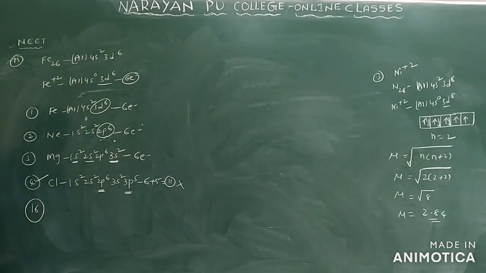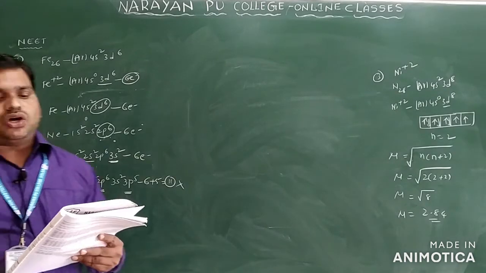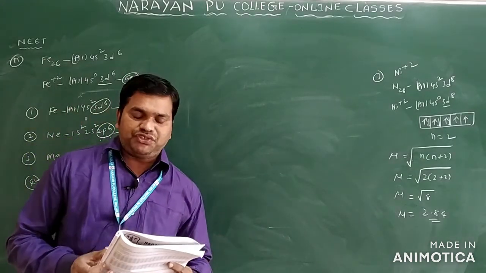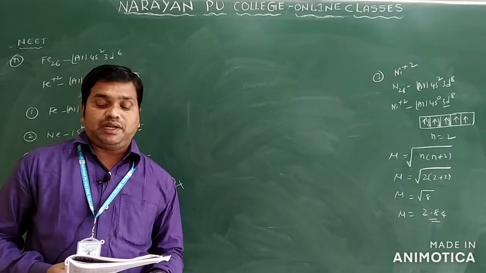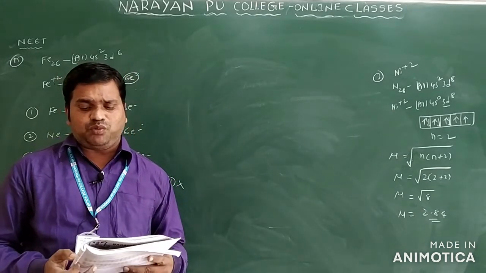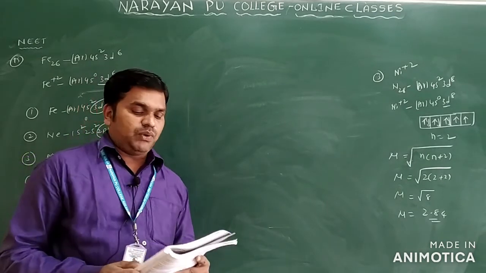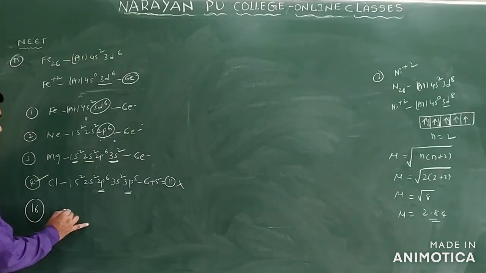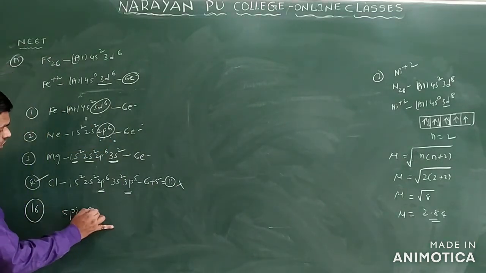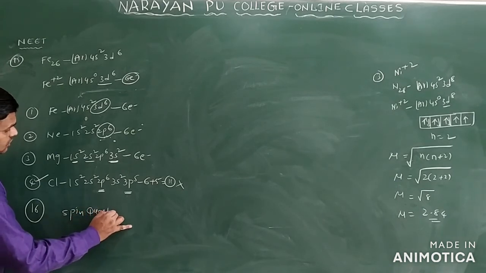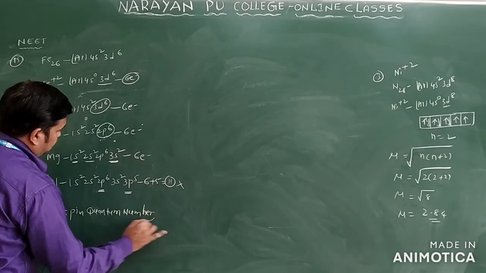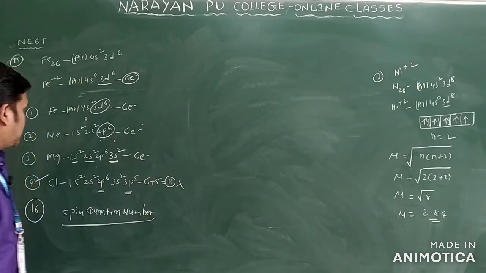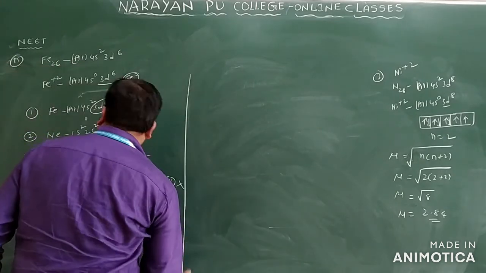Now this is question number 16 we have. Two electrons occupying the same orbital are distinguished by what quantum number, that is spin quantum number. We already discussed this regarding the spin quantum number. Okay, what is the answer? My direct answer is spin quantum number.